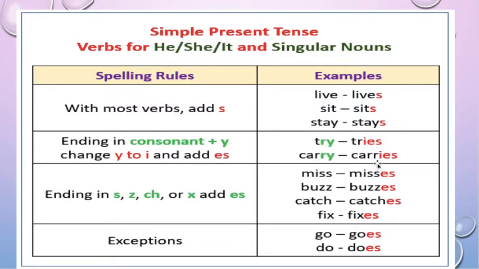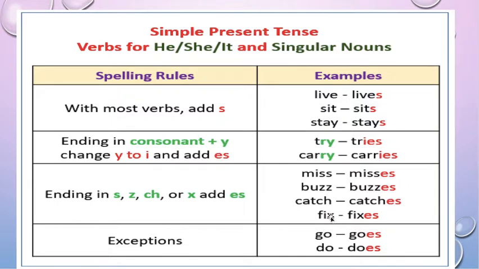Carry, carries. Next one, verbs ending in s, z, ch or x add es to the verb at the end. So words which are ending with s, z, ch or x, simply add es after these words. Got it? Example, miss. S is at the end, so we will be adding es to the verb. Buzz, z is there at the end, so we are just adding es to the verb. Catch. So what is at the end? Ch. So when there is ch at the end of the verb, we will simply add es to it.